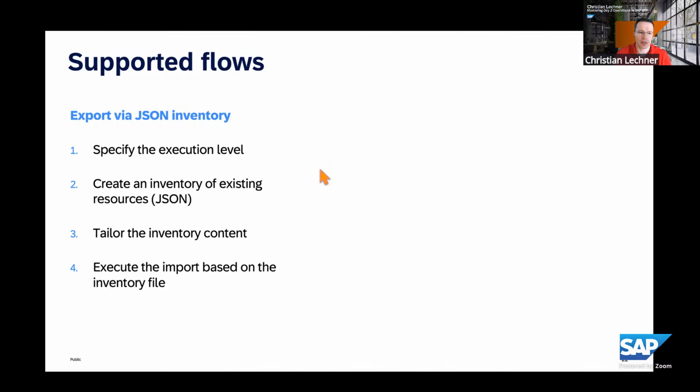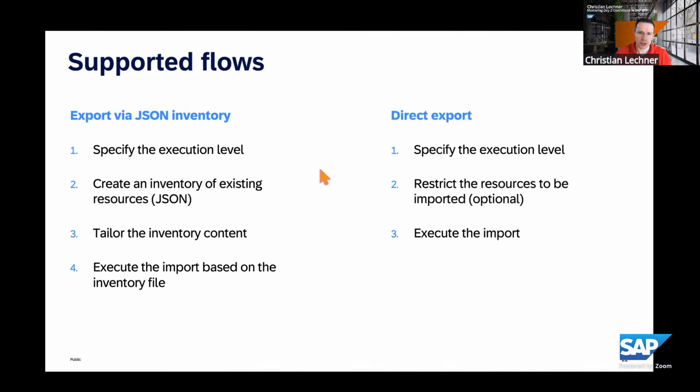So that's why you can now tailor the inventory content and then execute the import based on such an inventory file. That's one option. The second option is a direct export. So again, you have to specify the execution level so that the CLI knows what to export.